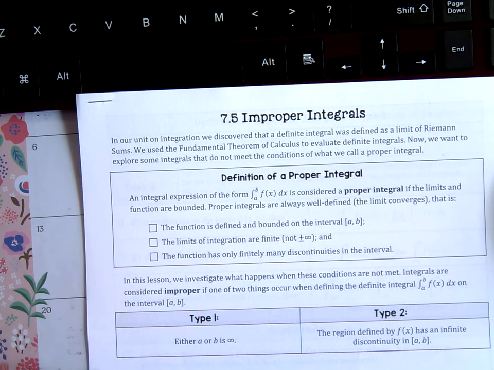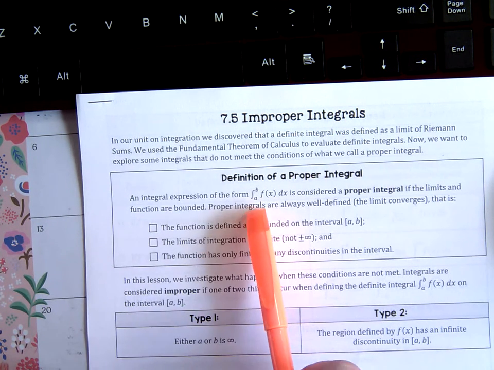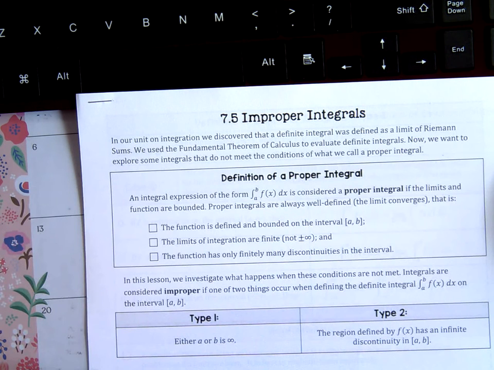We use the fundamental theorem of calculus to evaluate definite integrals, and now we want to explore some integrals that don't meet the conditions of what is called a proper integral. So what's a proper integral? Everything you've seen so far is a proper integral. So an integral that has bounds, a to b, is considered a proper integral if the limits of the function are bounded. Proper integrals are always well defined.